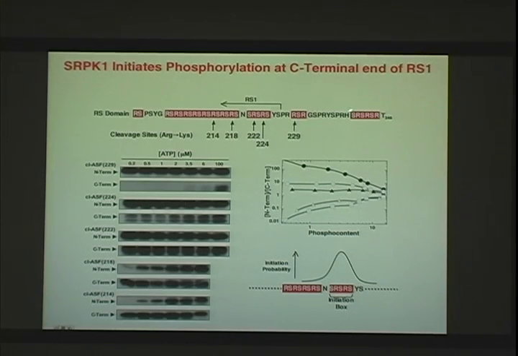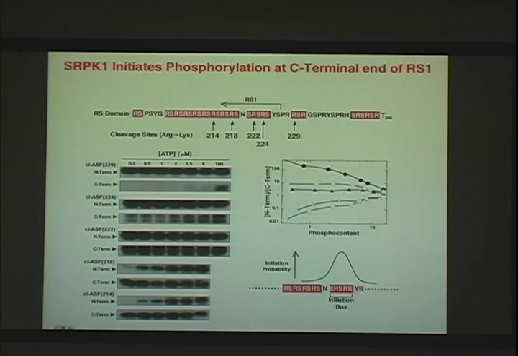So what Chen did is he made cleavage sites in numerous places within the RS domain, and if he made it out here, it largely goes towards the N-terminus. We knew that. If he made the cleavages inside the RS1 segment, it largely wants to go towards the C-terminus before it goes towards the N-terminus. And it's consistent with the idea that the kinase is initiating somewhere in here. And if you make cleavage here at 222 or 224, you actually get a more random distribution between N and C-terminal phosphates, and that's shown here.